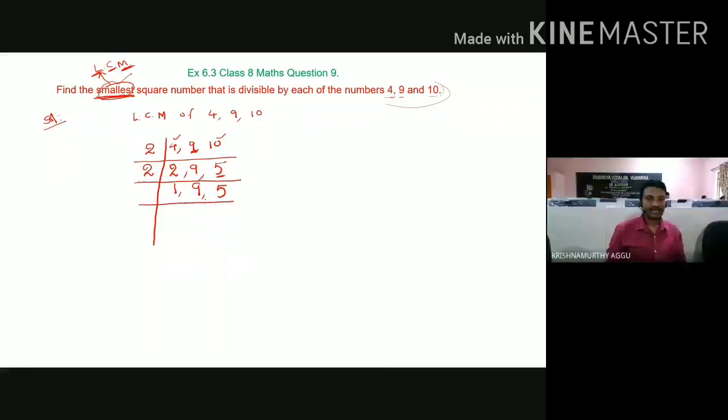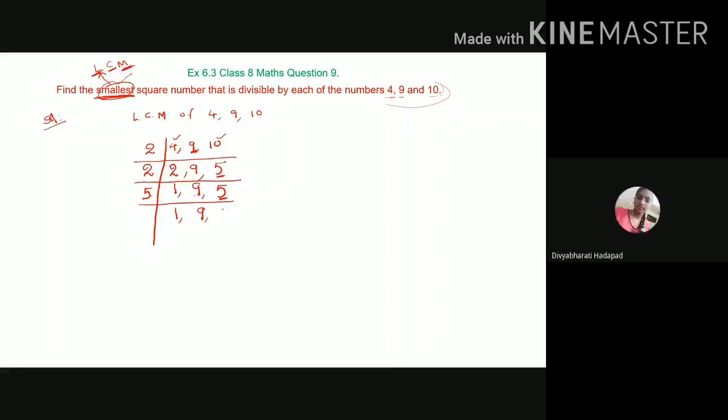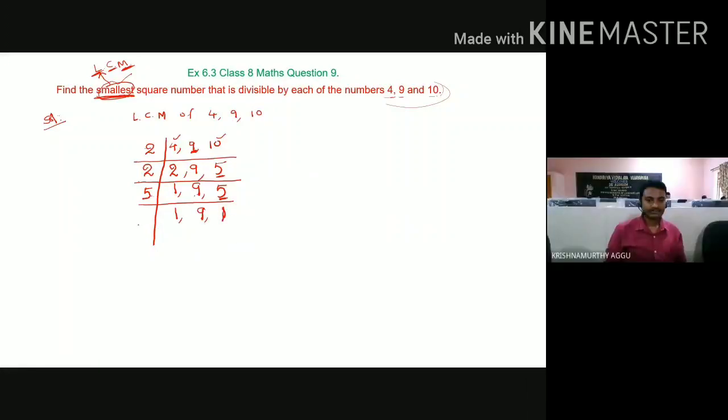Yes, sir. Next, 5 is a prime number, so I want to take this 5. But 1 and 9, both numbers are not exactly divisible by 5. So we will take 1 as it is, 9 also as it is. 5, how many times 5? 1 time.